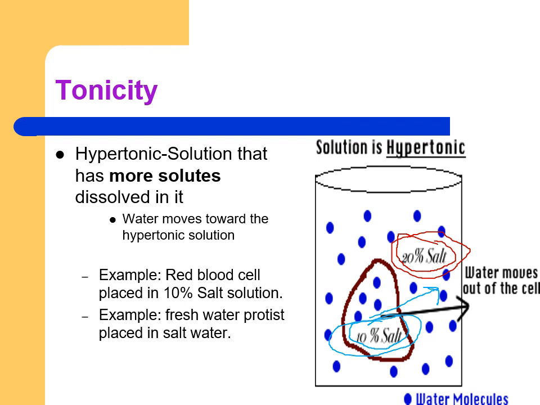All right, you also can think of a freshwater fish or protist. If you take your freshwater fish and you throw it in salt water, it's going to die real quick, because that salt water is going to pull all the water out of that fish's cells, and then they die of dehydration.